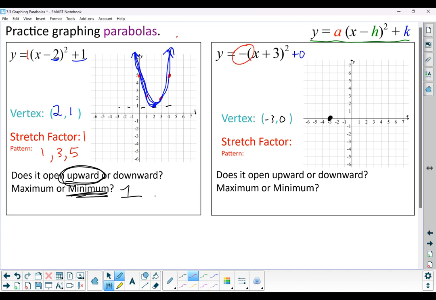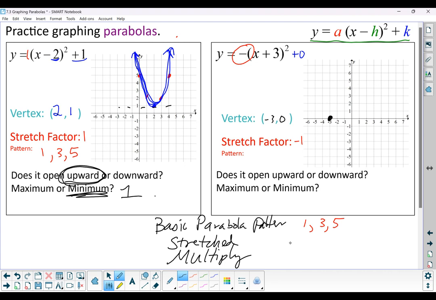The negative here is what we call our stretch factor. So what that means, when you have a stretch factor, our basic parabola pattern is a 1, a 3, and a 5. If it's stretched, that's a multiplier.